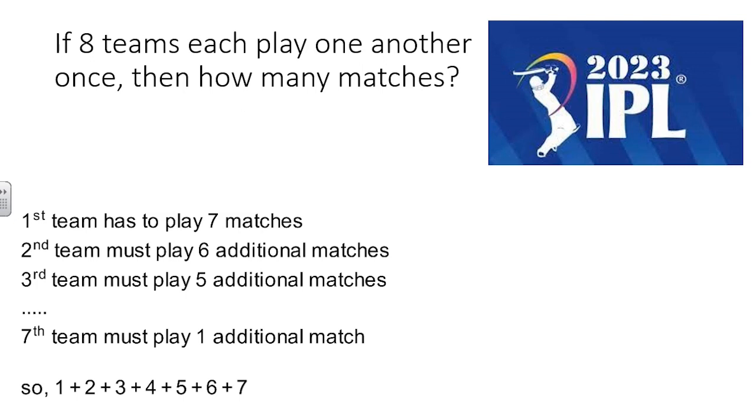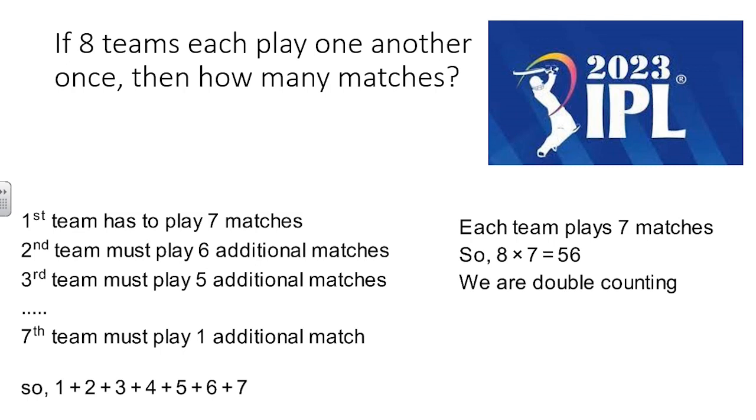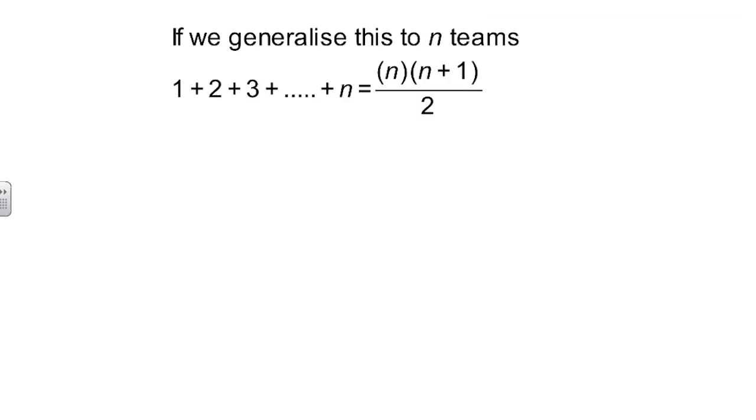Another way of looking at it is to say, well, each team plays 7 matches, so the answer will be 8 times 7. But doing it like that, we're in fact double counting. So the answer should be 8 times 7 over 2, which is another way of working it out. And if we generalize that, we get this.